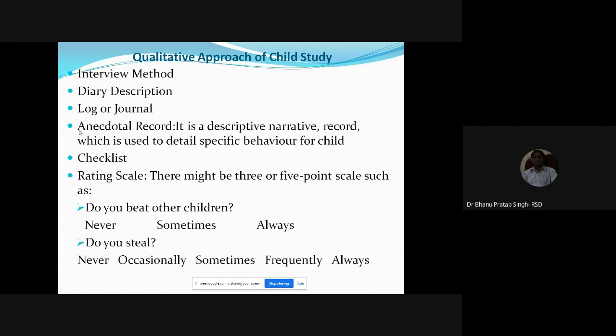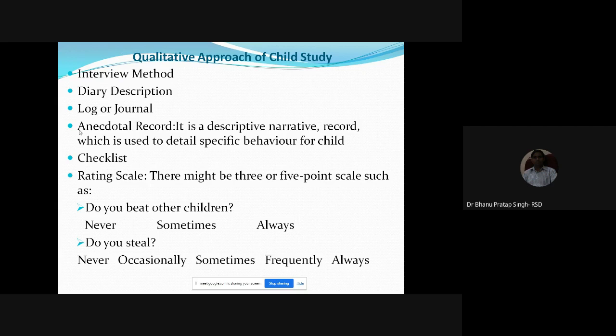Next is the interview method, which we have discussed. Interview means there is a set of questions and answers are expected from the child, and based on the answers, the researcher or teacher analyzes the result and generalizes the outcomes.